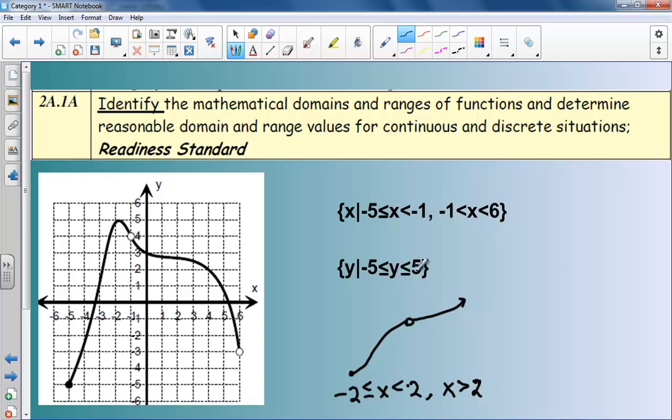And then the range, though, my lowest point is a -5, closed circle. My highest point is on the graph here at 5, which would also be closed circle because there's a graph there. So these points don't matter because that point is filled in elsewhere on the graph here. So I think that's probably the most difficult kind of domain and range you'll see.